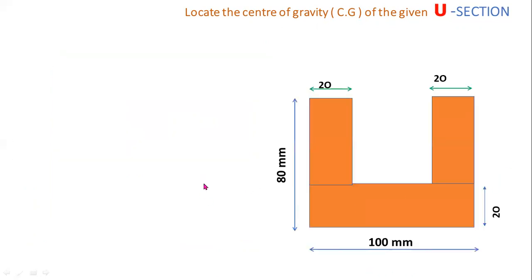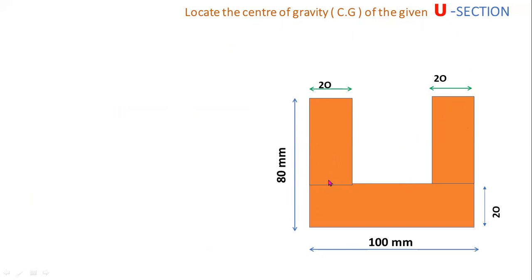Now coming to another problem. Locate the centroid or center of gravity of the given U section or channel section. Okay, U section is also known as a channel section. Now this is the given diagram. You have to locate the centroid of this section.